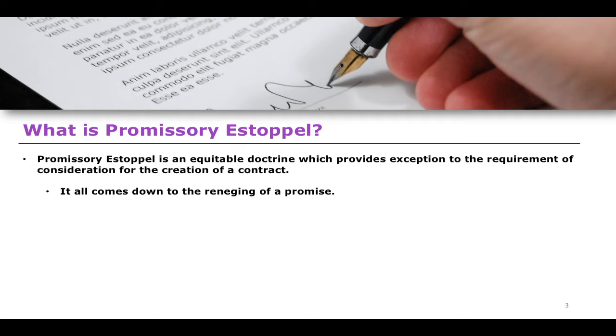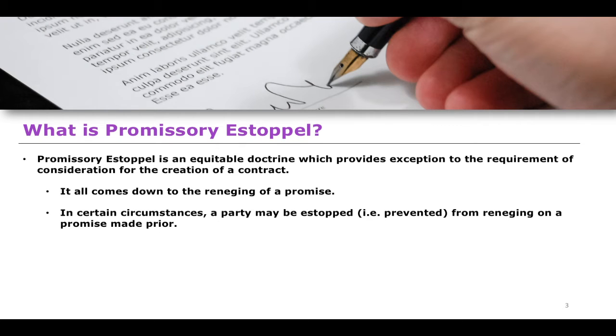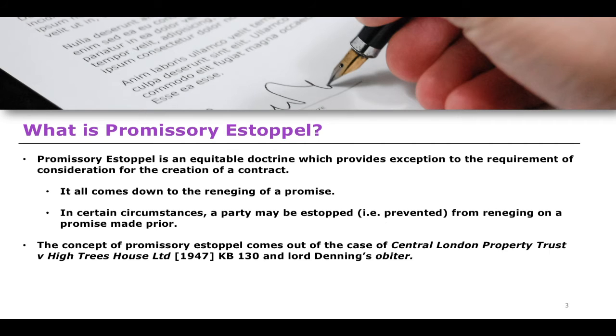So it is about the idea of consideration, and this all comes down to the reneging of a promise and how equity steps in, in certain circumstances, to remedy situations in which an individual has reneged on a promise. A party may be prevented or stopped from reneging on a promise that had been made prior, owing to the intervention of equity, which is what promissory estoppel simply means, the prevention from reneging on a promise. So estoppel means to prevent, fundamentally, to stop somebody, and the promissory element relates to the reneging of a promise, promissory estoppel.